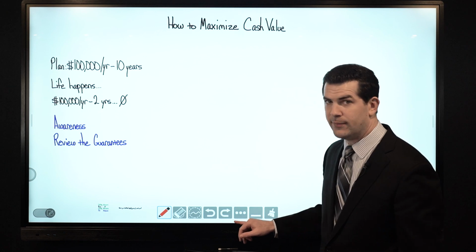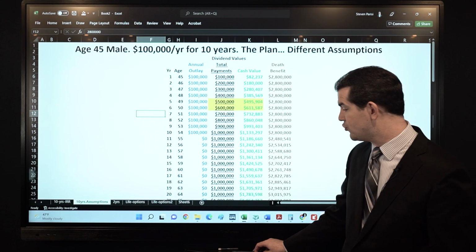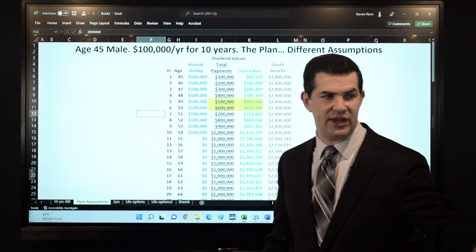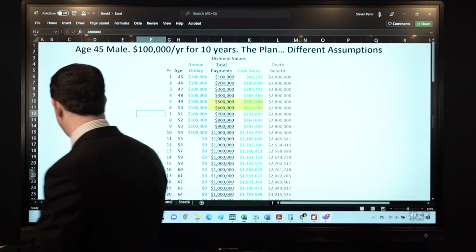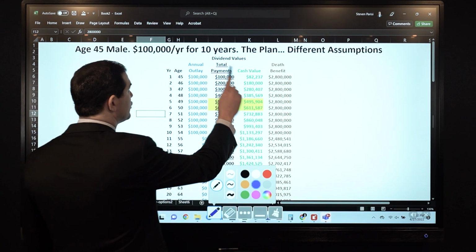But let's look at the numbers. We will look at the guarantees. First, we will look at the current dividend interest rate. So here we've got an example. Dividend values. This is an example with Guardian. Their dividend rate is 5.65% for 2022.